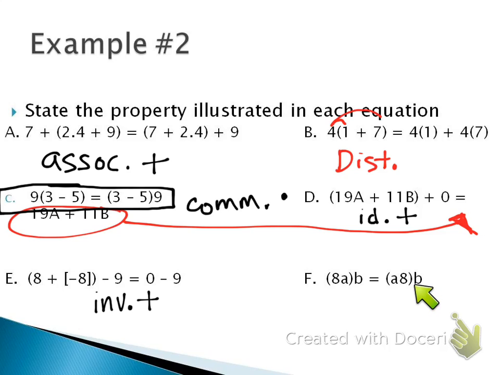And then this last one. Anyone have any ideas? Yeah, I do. What's your idea? Associative. So what's in parentheses is different? Yeah, it is. Different order. What property is a different order? Commutative, good. Associative is when the grouping's changing. The grouping's not changing. The 8's with the A, the 8's with the A. The B's on the outside, the B's on the outside. So it kind of looks like associative, but gotcha, it's commutative. And it's multiplication.